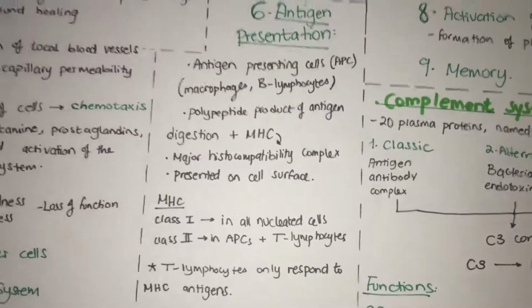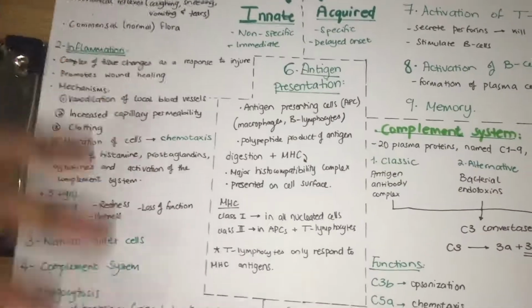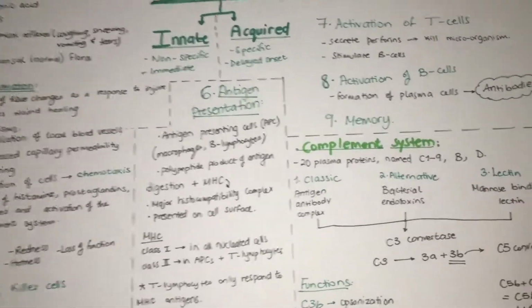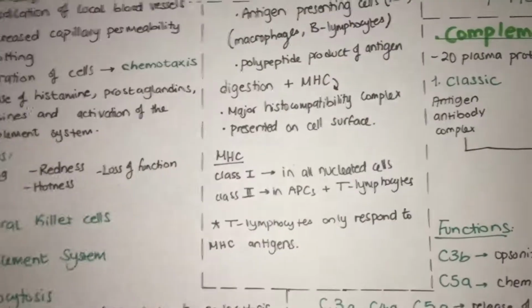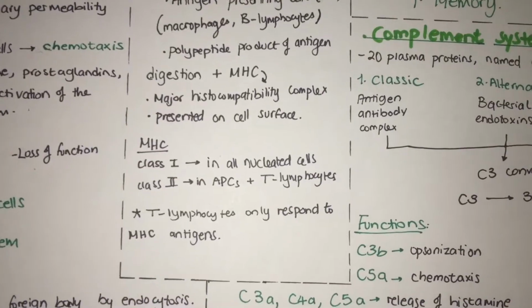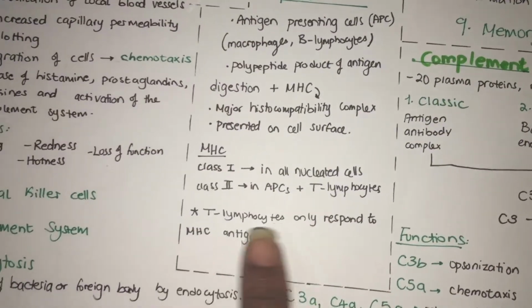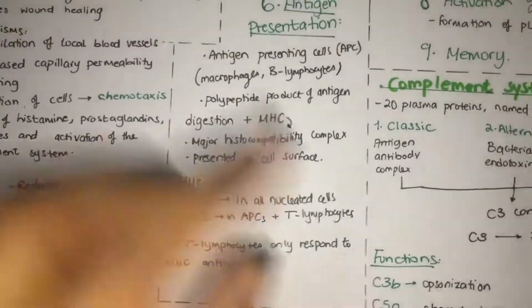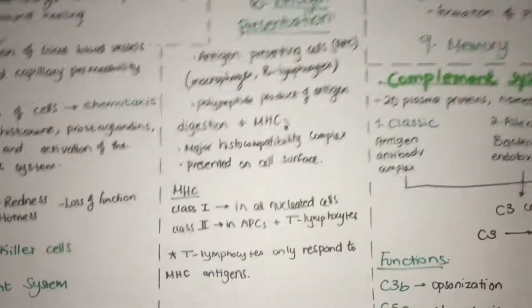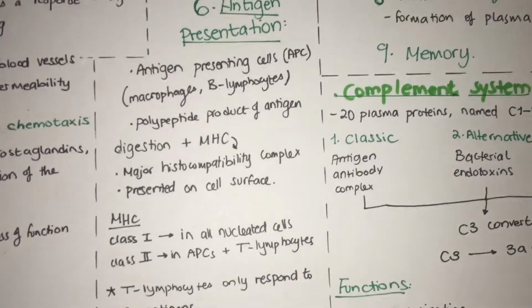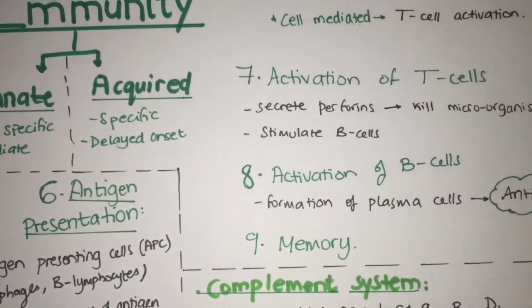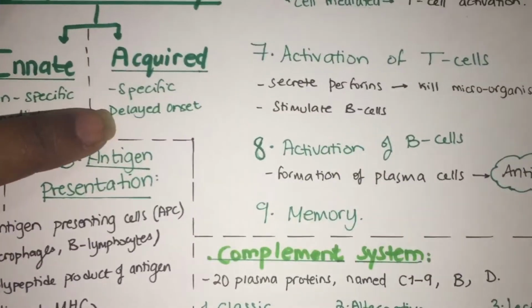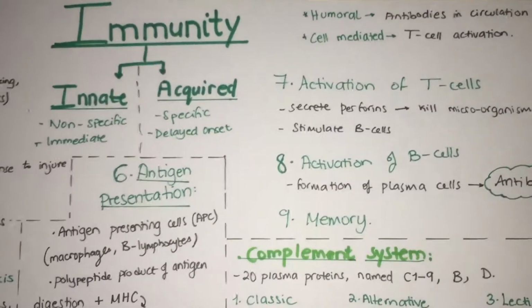So what do we mean? As we said, innate immunity is all of those. Acquired immunity is immunity that is achieved only by lymphocytes, and T lymphocytes only respond to MHC antigens. So that means this step is vital for lymphocytes to attack. Okay? So let's go to the acquired immunity. With acquired immunity, we said it was specific, so it only destroys a specific thing, and it has a delayed onset, so it only happens after the innate immunity happens.